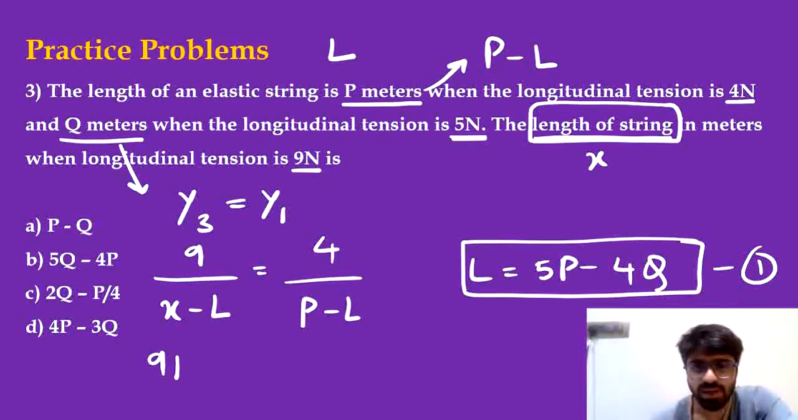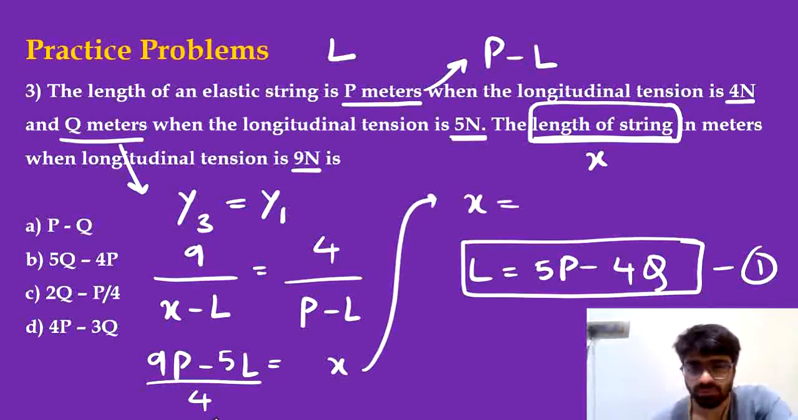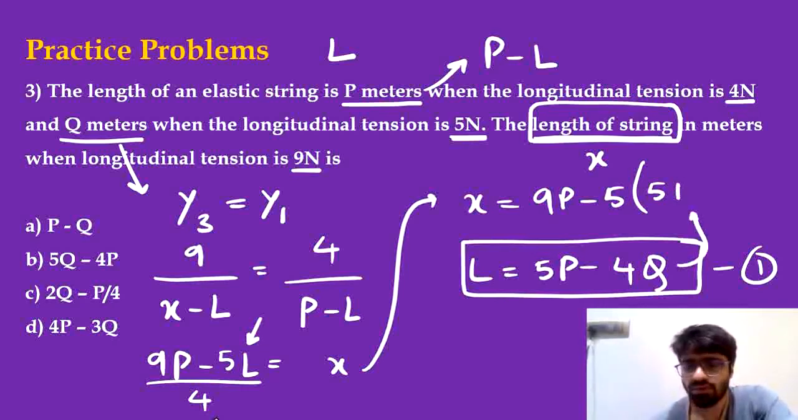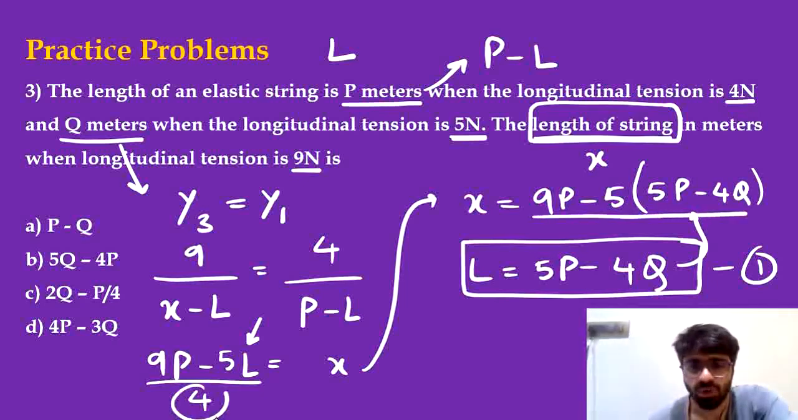So we have 9P minus 9L equal to 4x minus 4L. If I take that 4L on the left, I have 4x equals 9P minus 5L. Take that 4 in the denominator here and you have the value of x in terms of L. So the value of x will now be 9P minus 5. Let's write the value of L that we had got from equation 1. This L is what I am writing as 5P minus 4Q, and the whole thing there was divided by 4.